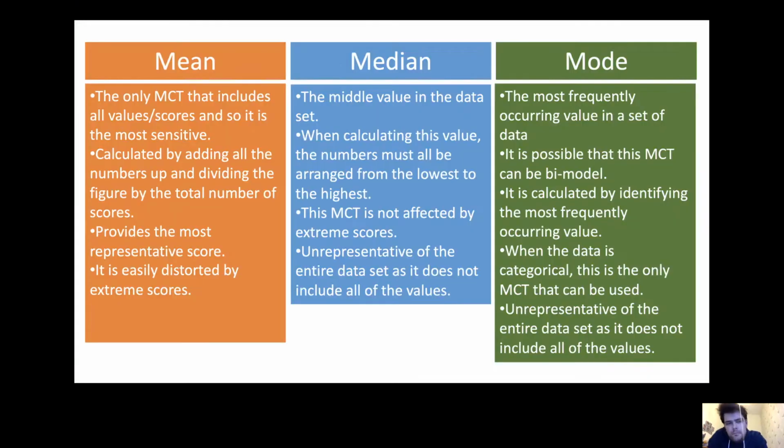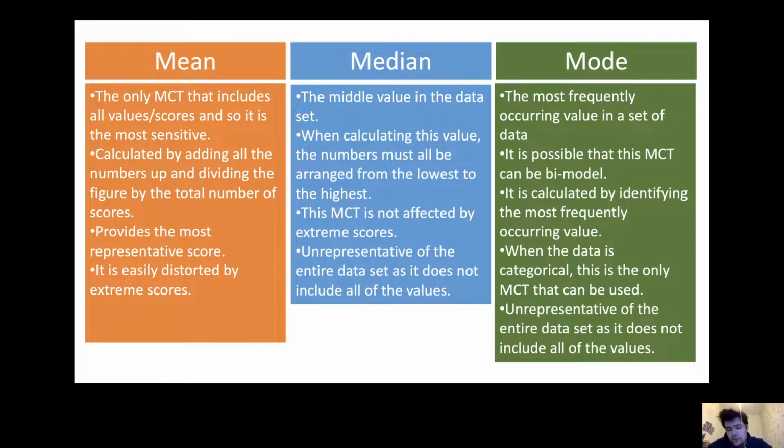So mean is unique in that it's the only measure of central tendency that includes all the values in it. The median and the mode are not like that. So you add all of your scores together in your data set and then divide by the number of scores you have. So it's quite a simple calculation.